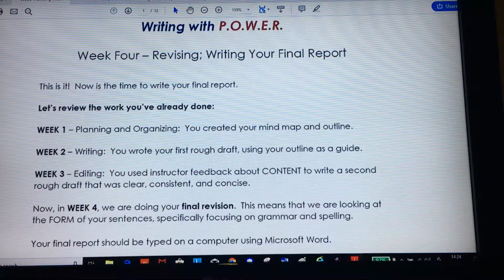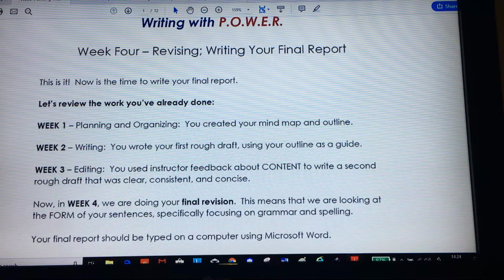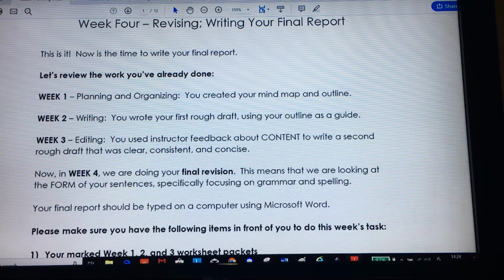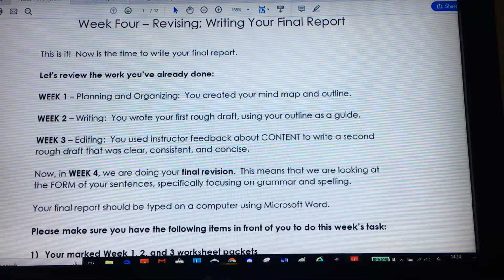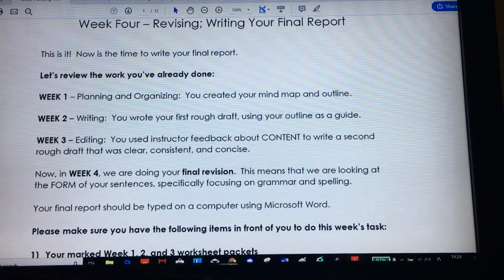Today, in week 4, we're doing your final revision. So in this one, I've taken a look at your second rough draft, and I've focused specifically on grammar and spelling. This is the form. Last week we focused on content. This week we're working on actual form and sentence structure.